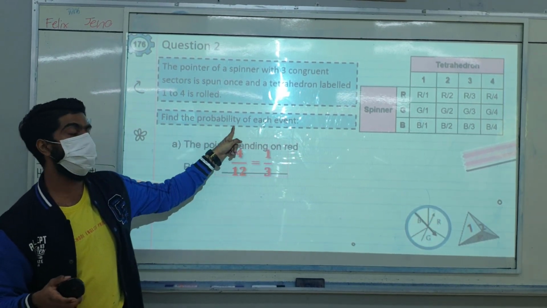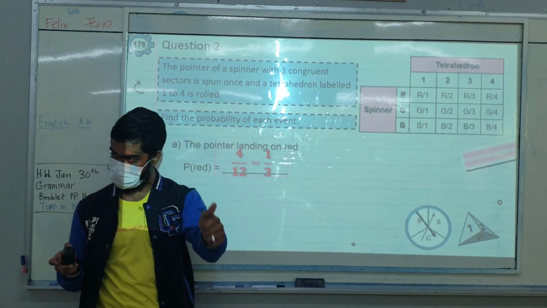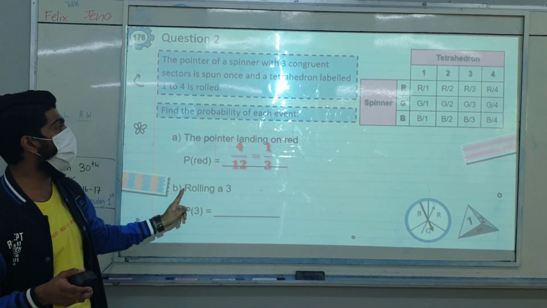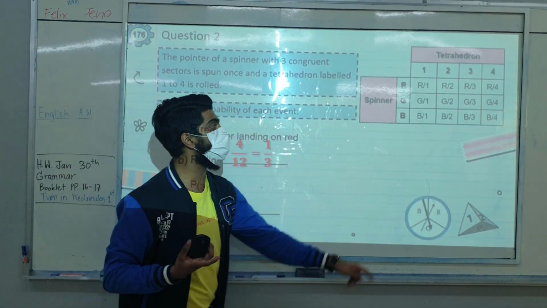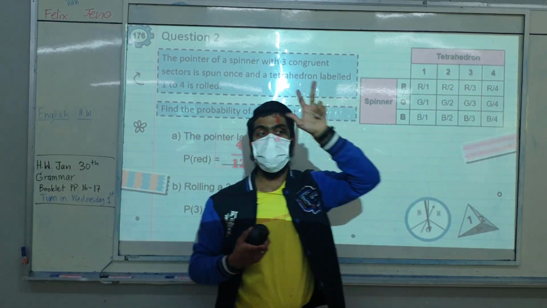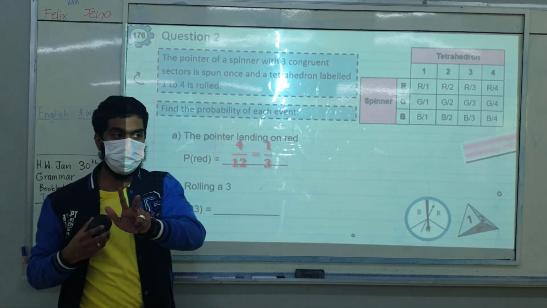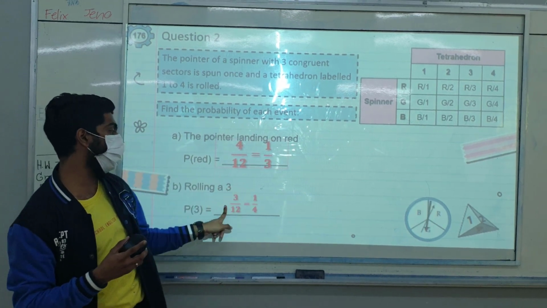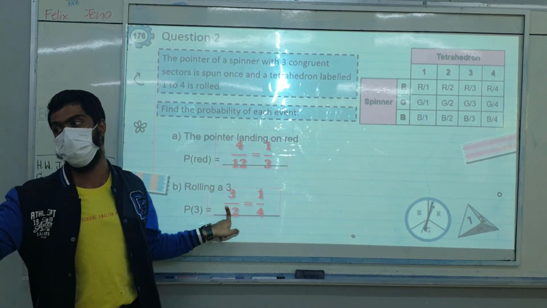When they say probability, you either answer it in fraction, decimal, or percentage. Okay? Now the next one, rolling a 3. How many 3s do we have? Here, look at this. How many 3s? We have 3 3s. So what will be the probability? 3 over 12. Very good. 3 over 12 will be simplified, will be 1/4.